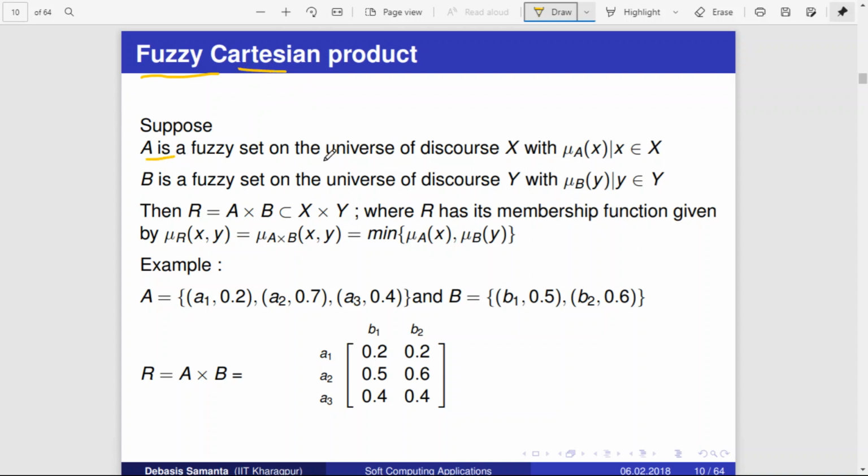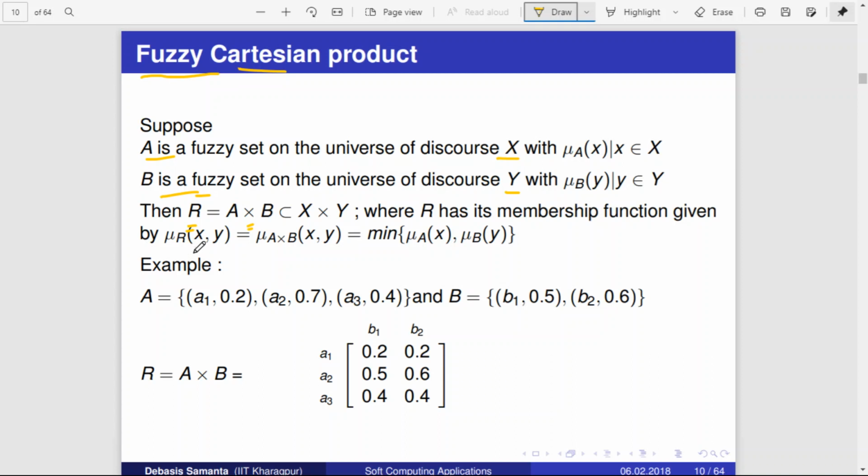Say A is a fuzzy set defined on a universe of discourse x, such that mu A of x where x belongs to X, and B is another fuzzy set defined on a universe of discourse y, where mu B of y such that y belongs to Y. Now R is a relation such that R is equal to A cross B, which is a subset of X cross Y, where R has its membership function given. So this is how the Cartesian product of a fuzzy relation is defined.